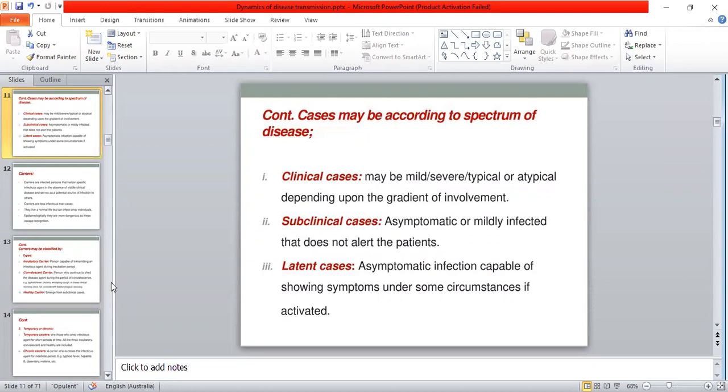According to the spectrum of disease, cases may be clinical, subclinical, or latent. Clinical cases may be mild, severe, typical, or atypical, depending upon the gradient of involvement. Subclinical cases are asymptomatic or mildly infected, which does not alert the patient. Latent cases are asymptomatic and they are capable of showing symptoms under some circumstances if they become activated.